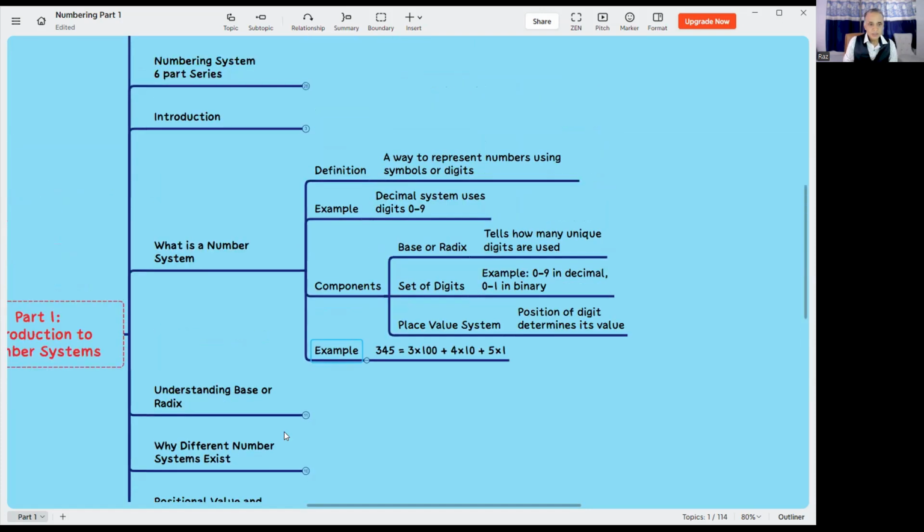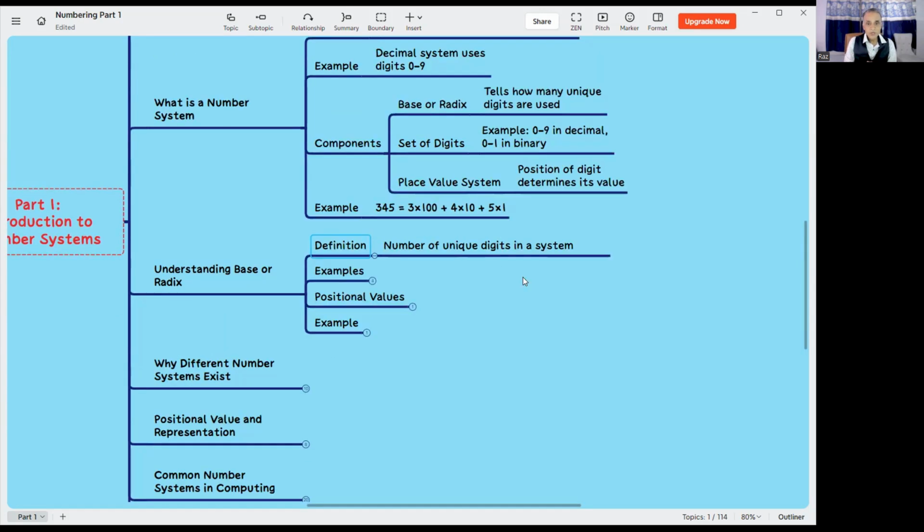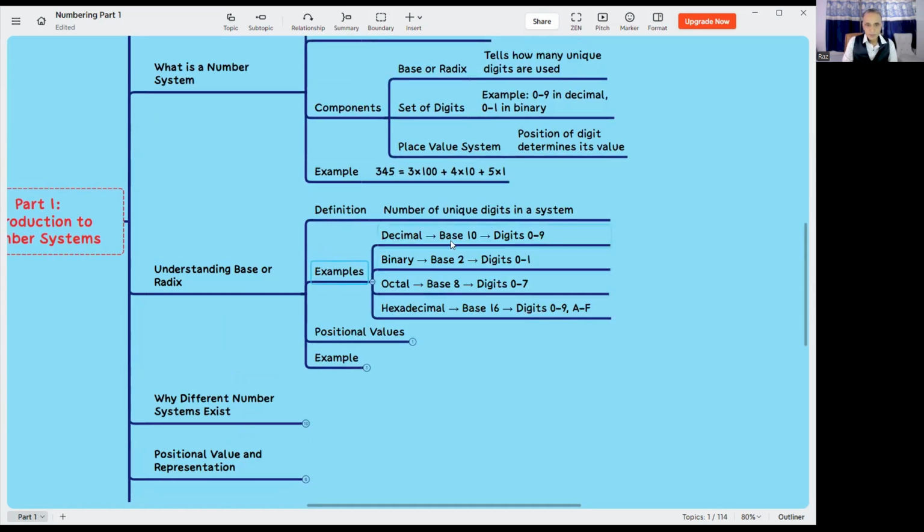Now let's look at the base or radix, the number of unique digits in a system. For example, decimal is base 10, digits 0 to 9. Binary has only 2, so we have 0 and 1. Octal has 8, base of 8 or radix of 8, so it has digits 0 to 7. Hexadecimal base is 16. The common digits from decimal, 0 to 9, those 10 are the same, and 6 more are required. So A, B, C, D, E, F. These are the extra letters which represent numbers in hexadecimal.